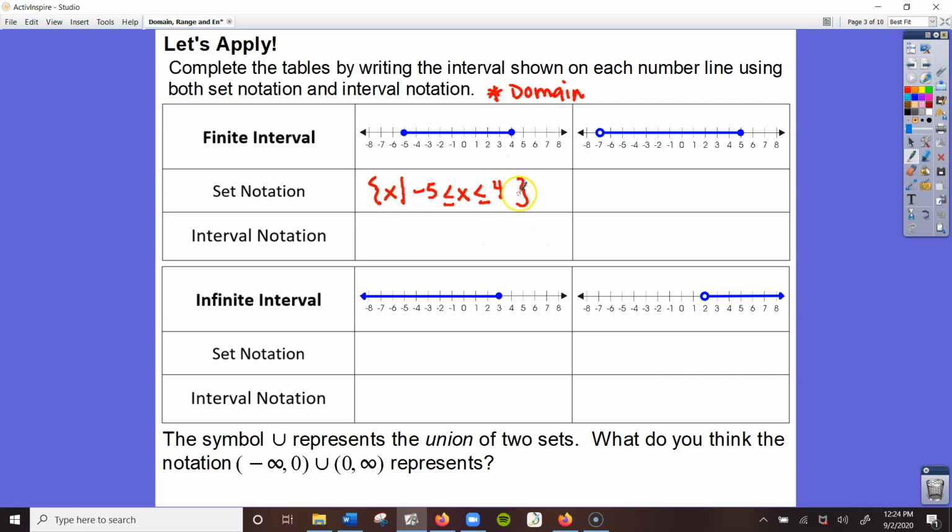Once you have your set notation, you can translate that to interval notation. Because the -5 is included, I am going to put a bracket. Then I would write starts at -5, ends at 4. The 4 is also included, so I put another bracket.